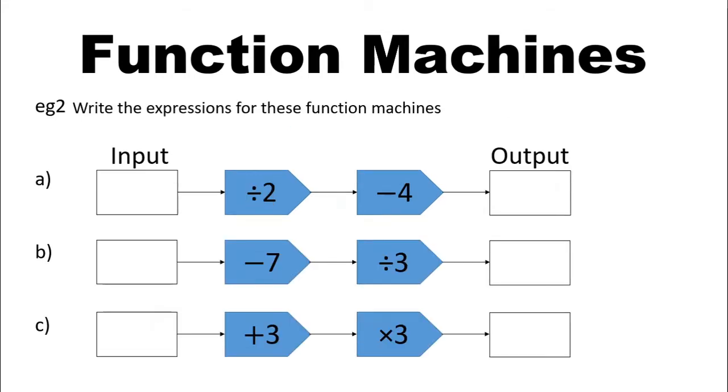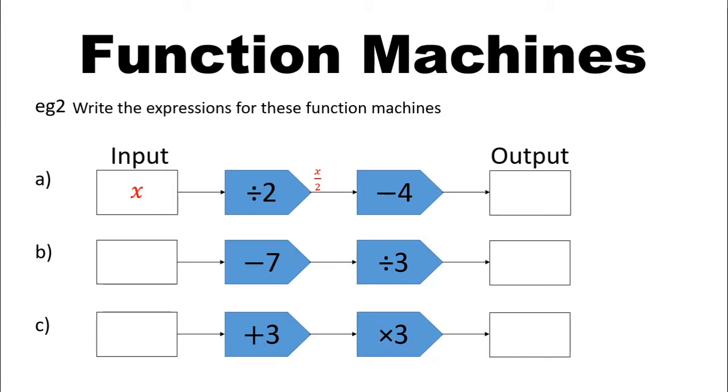Here's a couple more examples. Let's write some expressions out of these function machines. So input some variable, let's say x, into this first example. Our machine tells us to divide the input value by 2, and I prefer to write that as a fraction. We should generally get used to this. So x divided by 2, I write as x over 2.